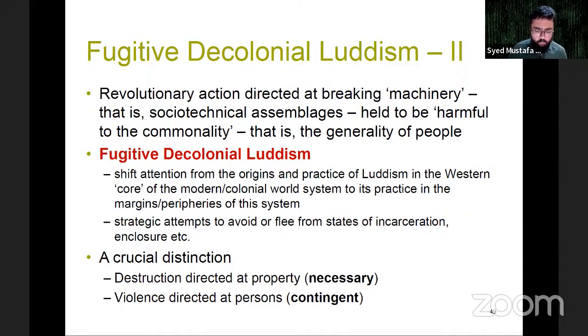Yet why continue to advocate for some variant of Luddism in the contemporary era of digitalization, datafication, algorithmization, and AI, when other options are on the table and available, including regulation?